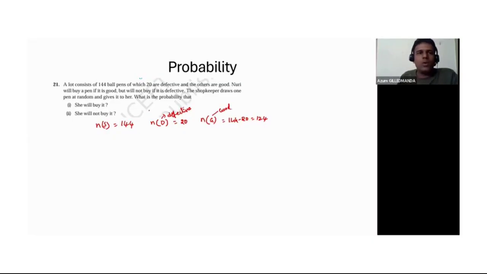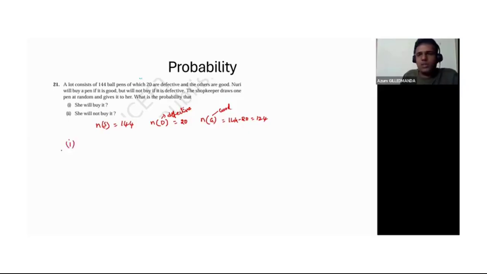Now Nuri will buy a pen. So some person Nuri will buy a pen if it is good, but will not buy if it is defective. Okay, so there is a lot of 144 pens. Out of 144, 20 are defective. There is a person Nuri who will buy only good pens. If it is defective, she will not buy. The shopkeeper draws one pen at random and gives it to her. What is the probability that?